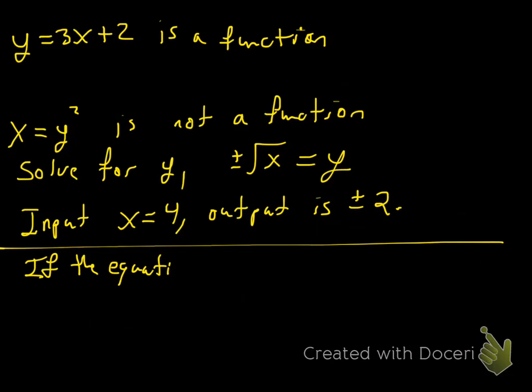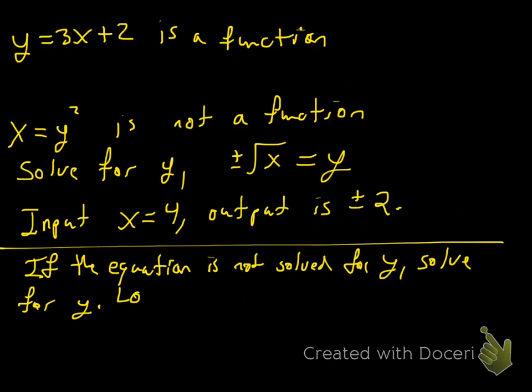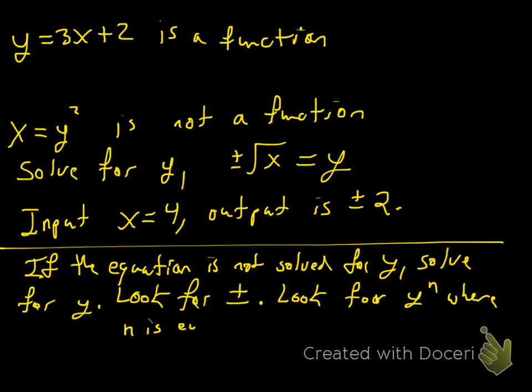So if the equation is not solved for y, go ahead and solve it for y. And look for plus and minus. If you have plus or minus, probably not a function. And also look for y to the n where n is even, because then you'd have a square root or fourth root or sixth root. When you do those even roots, you're going to get plus and minus.